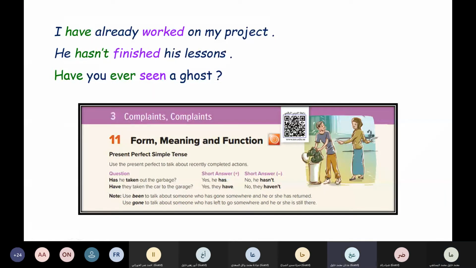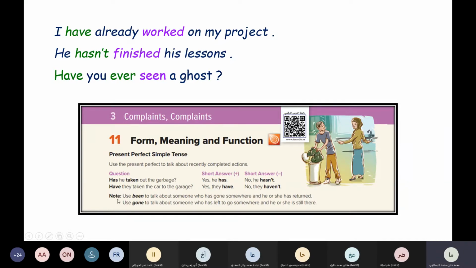Use the present perfect to talk about recently completed actions. Good. When we say recently completed actions, it means a short time before. Has he taken out the garbage? Yes, he has. Or no, he hasn't. He has done it minutes ago. Have they taken the car to the garage? Yes, they have. Or no, they haven't.